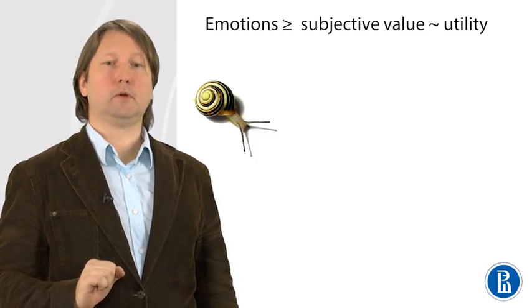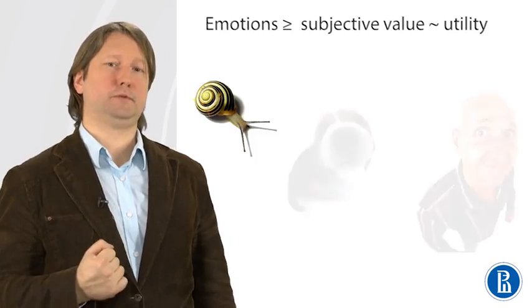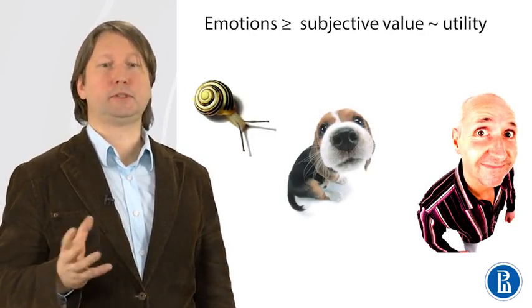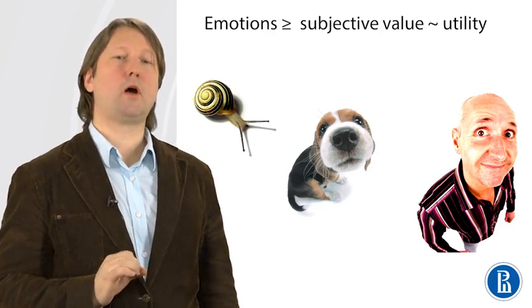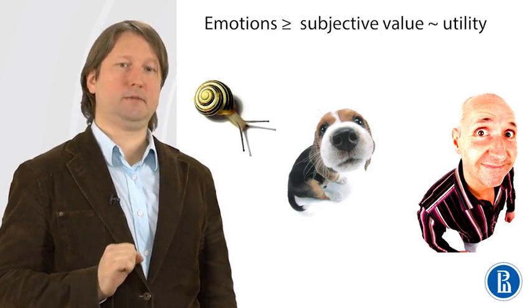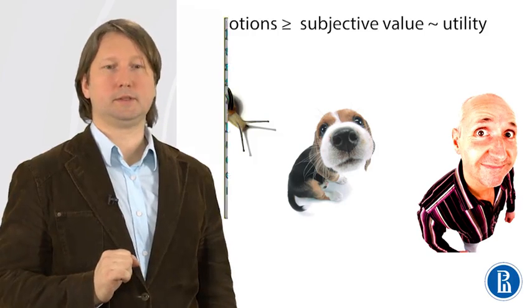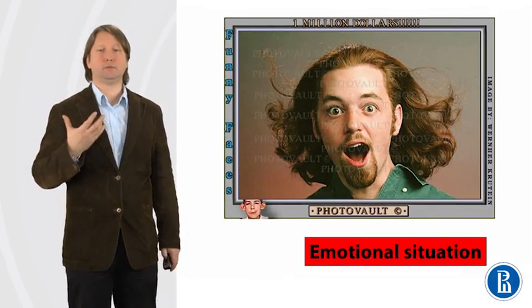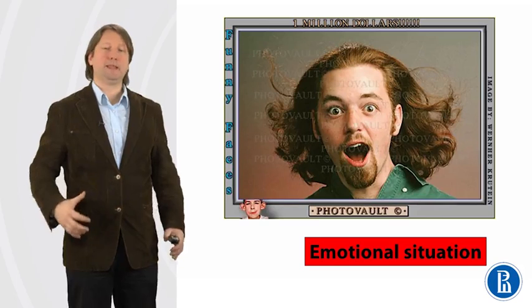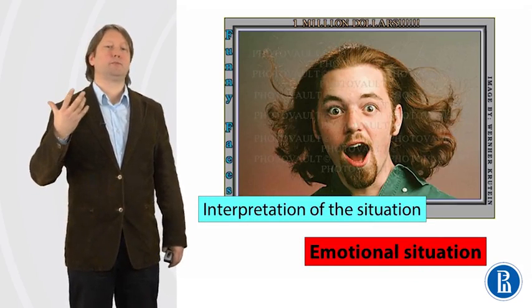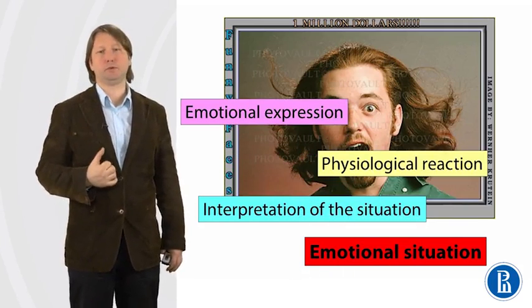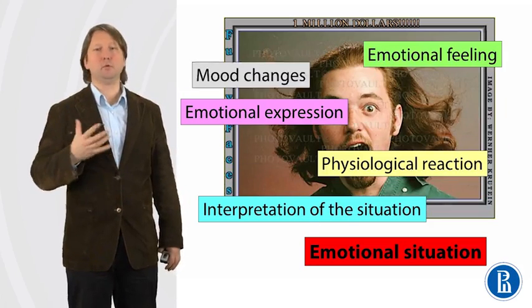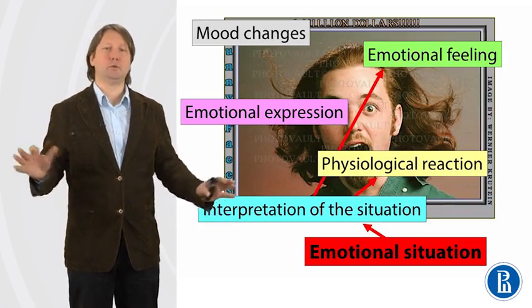Importantly, for our course, we use the shorter version of this definition. We suggest that emotions are equal to subjective values or to utilities. Of course, emotions are more complex phenomena than subjective values. I would illustrate it in the next slide. When you feel an emotion, the emotion is normally triggered by a stimulus, so an emotional situation. Next, you interpret the situation. Next, you perhaps trigger a physiological reaction. Emotional expressions are produced. You have an emotional feeling, your mood changes, and all of these steps modulate other steps.